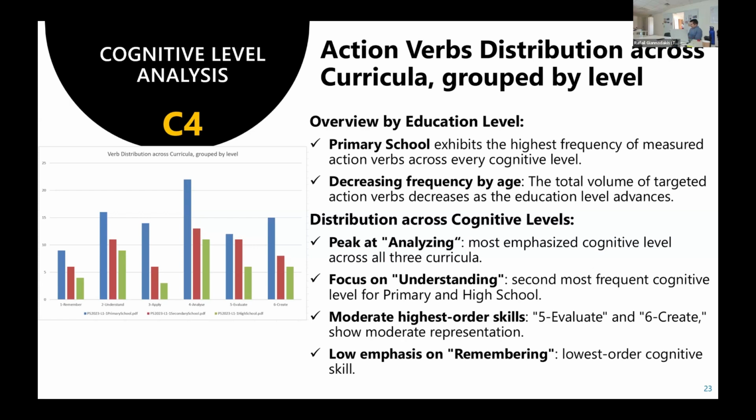Looking at the distribution across the specific cognitive levels, we see a clear structural peak at analyzing. Analyzing is the fourth, which is the highest of the bars, followed by a focus on understanding, which is the second, and we see a low emphasis on remembering, which is the first one. We must also note that the higher order critical skills, evaluating and creating, which are the fifth and the sixth, show only moderate representation. What does this mean for us?